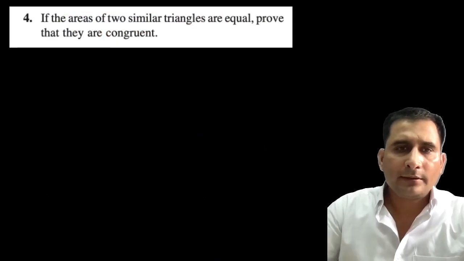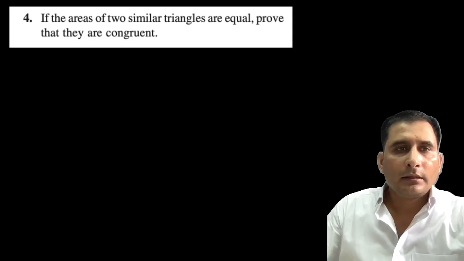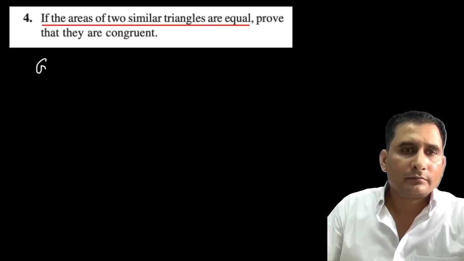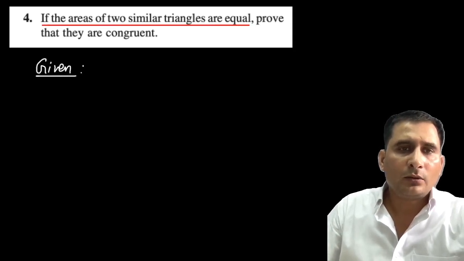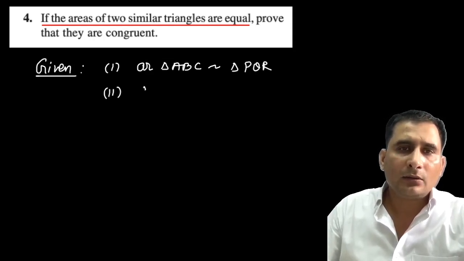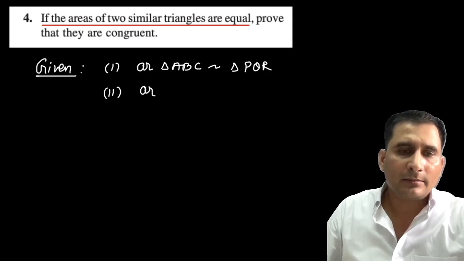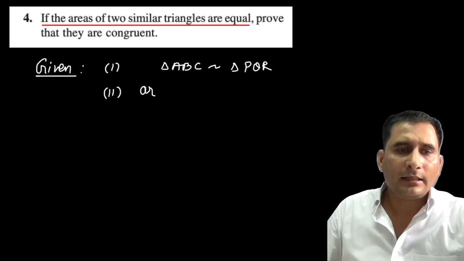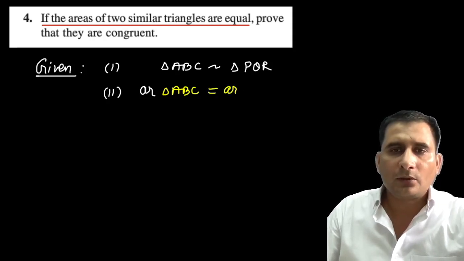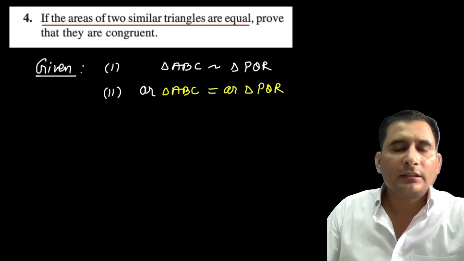Look at this question number 4 here. If the area of the two similar triangles are equal, so let me write the given condition first. Suppose there are two triangles and they are similar also. So the first condition is triangle ABC is similar to triangle, suppose it's PQR, and their areas are also equal. फर्स्ट सिमिलर है फर्स्ट कंडीशन, और सेकंड कंडीशन है जो एरिया है ABC का, that area of ABC is equal to the area of PQR. This is the second condition given.